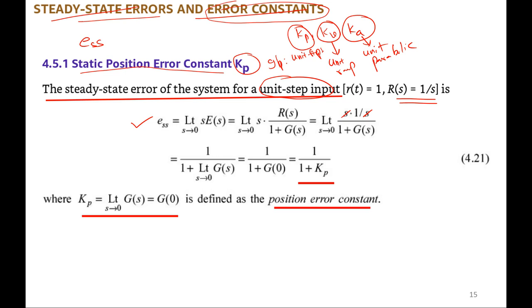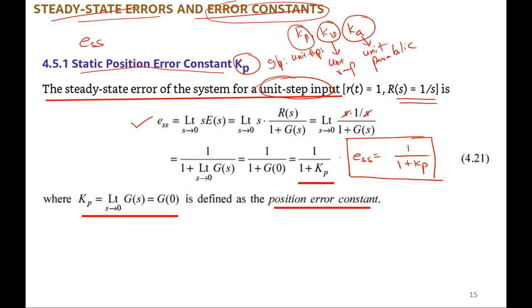Just substitute s equal to 0. So 1 divided by 1 plus G of 0. And this G of 0 I will call the position error constant Kp. 1 divided by 1 plus Kp. This is the steady state error whenever the system is subjected to unit step input. So we got the steady state error as 1 divided by 1 plus Kp whenever the system is subjected to the unit step input. Please keep this in mind.